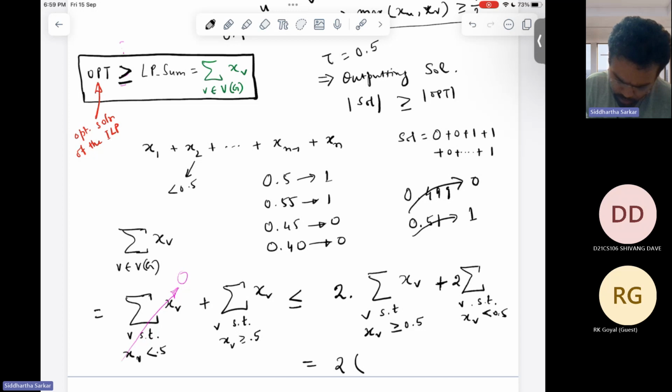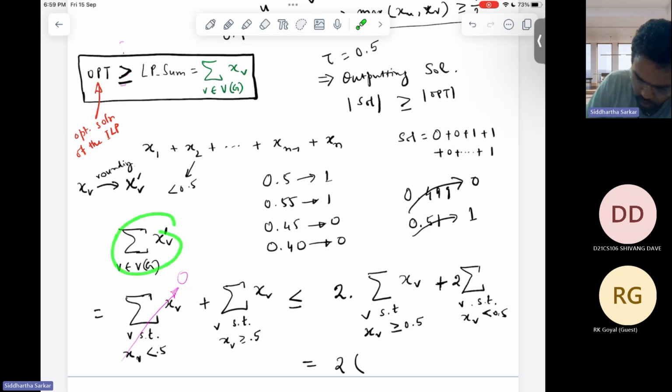So I have to actually change the notation, we'll say x dash. Let us say that after rounding, xv is the fractional solution we have obtained by applying the linear program solver, and once we have rounded, we have x dash v, which is 0 or 1. So this is rounding, and we want to find what the sum is after the rounding. Our solution size is nothing but the summation of the variables after the rounding is done.